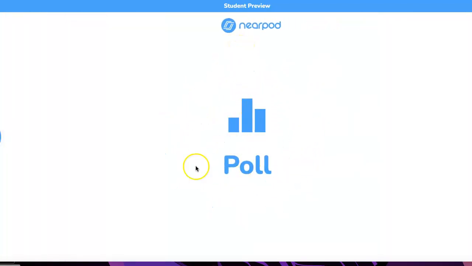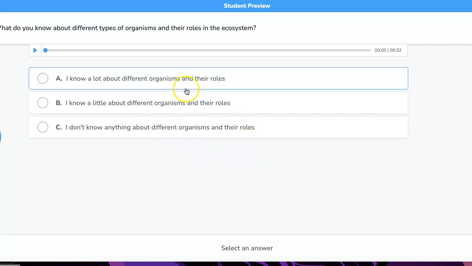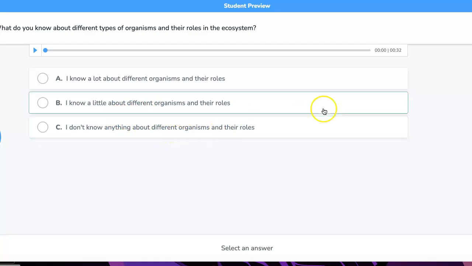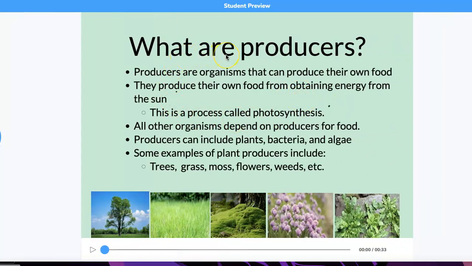In my next slide, I have incorporated a poll to gauge the students' prior background knowledge with this content material. So here they can identify if they know a lot, a little, or do not know anything about different organisms and their roles. The next slide is designed to provide an overview for producers.